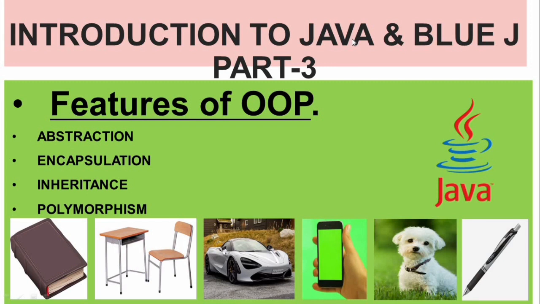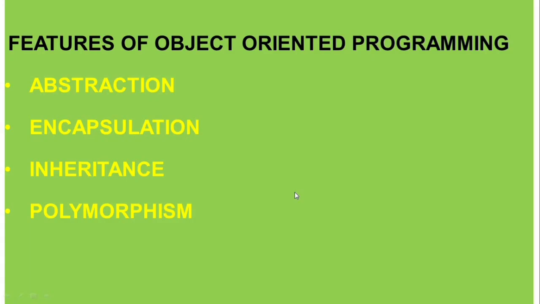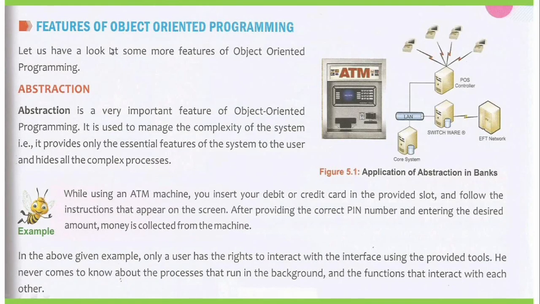that is Java. Okay, so the first feature is abstraction. Let's talk about abstraction. Abstraction is a very important feature of object oriented programming. It is used to manage the complexity of the system.